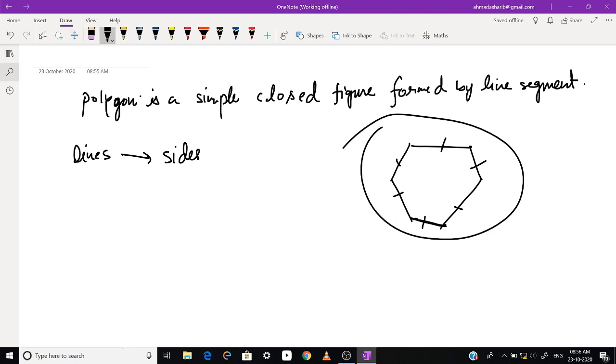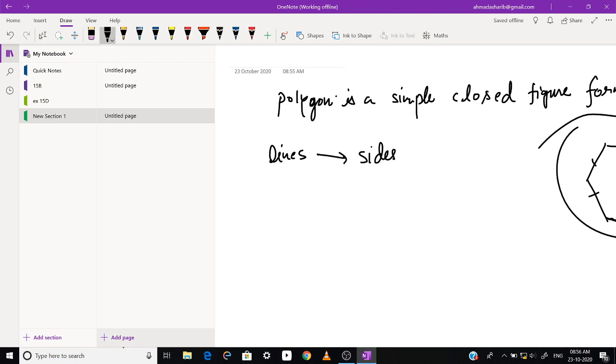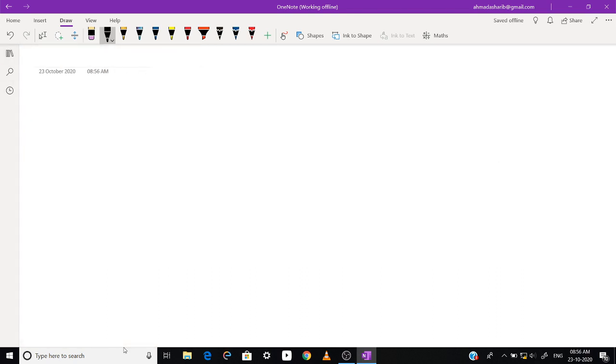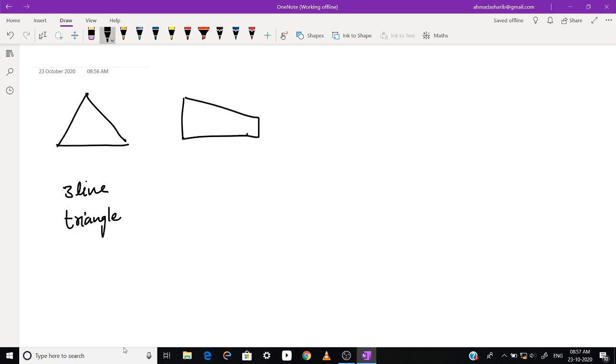There are some specific names for some specific polygons. I am going to tell you about them, and their names are according to the number of lines in that particular polygon. For example, if we talk about this figure, it has 3 lines, therefore its name is triangle. Now it has 4 sides, that is why we call it a quadrilateral. Repeat with me. Quadrilateral.